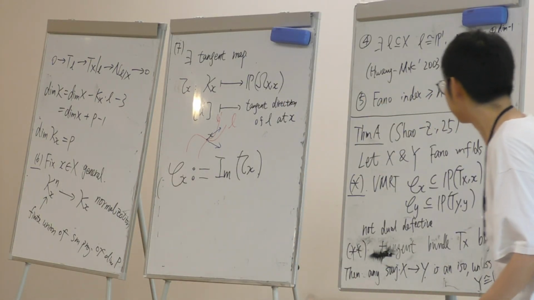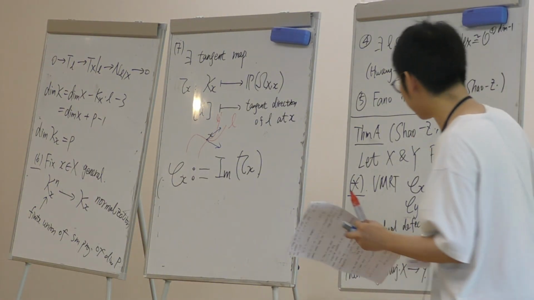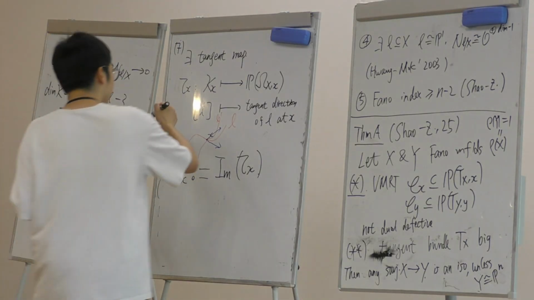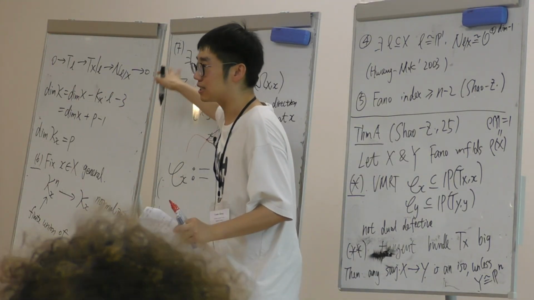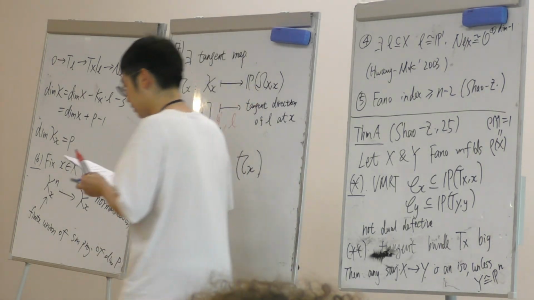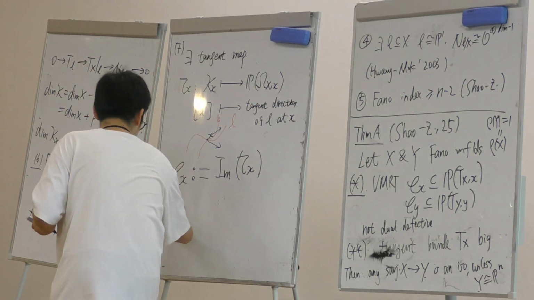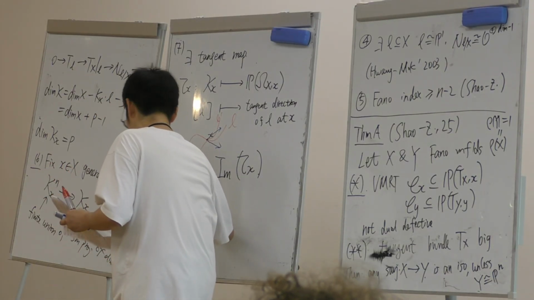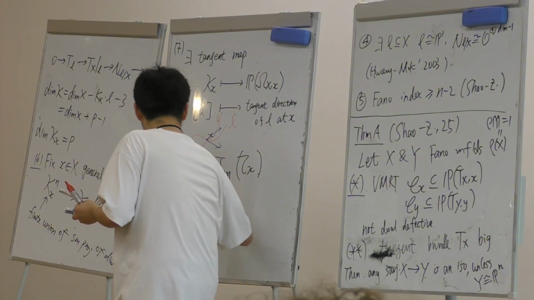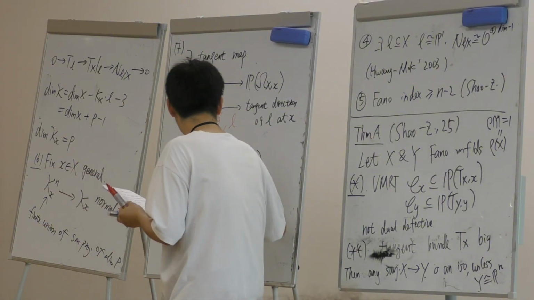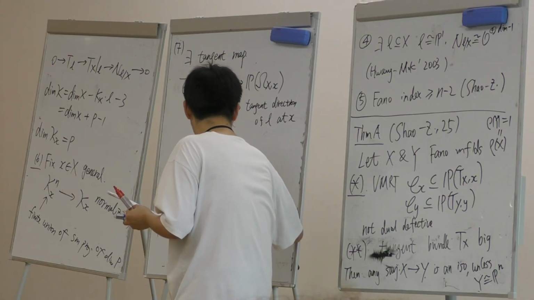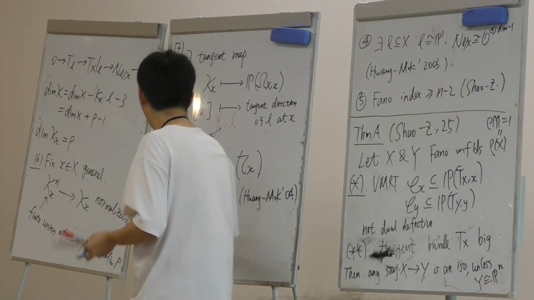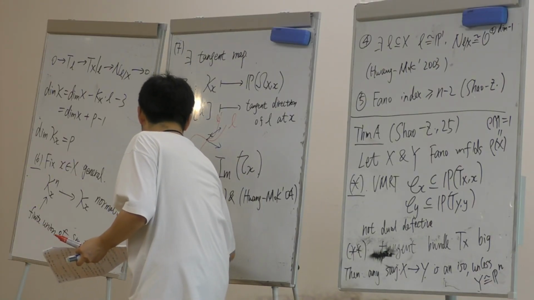What does it mean that they are not dual defective? I will explain this. And then indeed more can be said for this tangent map tau x. Indeed it follows from the big theorem of Kebekus in 2002 and Hwang and Mok in 2004. So actually this tau x is the normalization map.